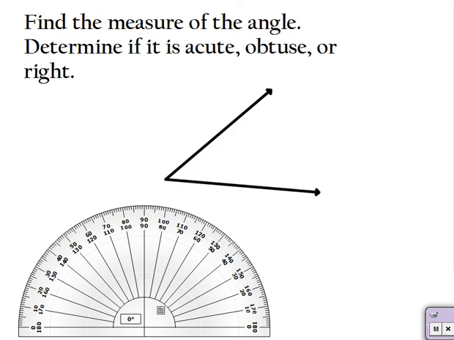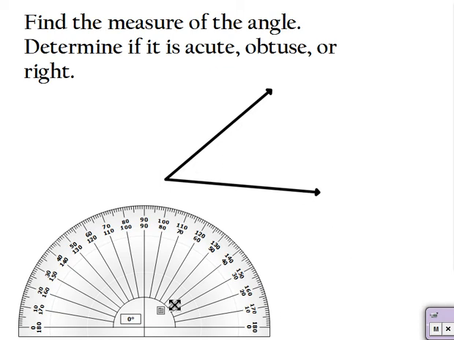This is Miss Chambers, and I am going to demonstrate for you how to find the measure of an angle using a protractor. Here it says find the measure of the angle and determine if it is acute, obtuse, or right. So in order to determine out of those three which this angle is, first I have to find its measure.